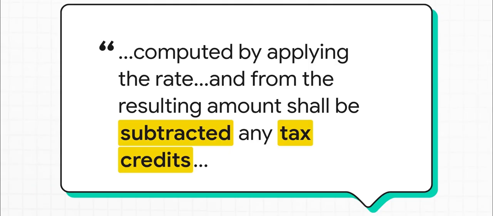And again, here's the proof, right in the law itself. Section 4, subsection 2 explicitly says you compute the tax by applying the rate, and then, and I'm quoting here, shall be subtracted any tax credits. This isn't some secret loophole. It's a feature, not a bug. It's built right into the system to lower your final bill.